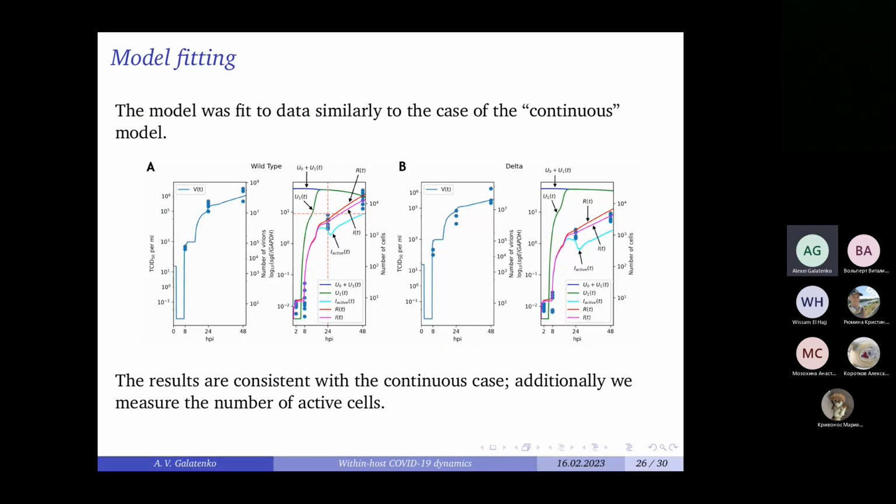Here are the results of fitting the model to real data. These results are in sync with the results obtained for the differential model, with one exception. Here we have the values for the number of active and exhausted cells. We spent more time to tune this model, but we managed to get more data. We managed to explicitly find the number of active cells here.